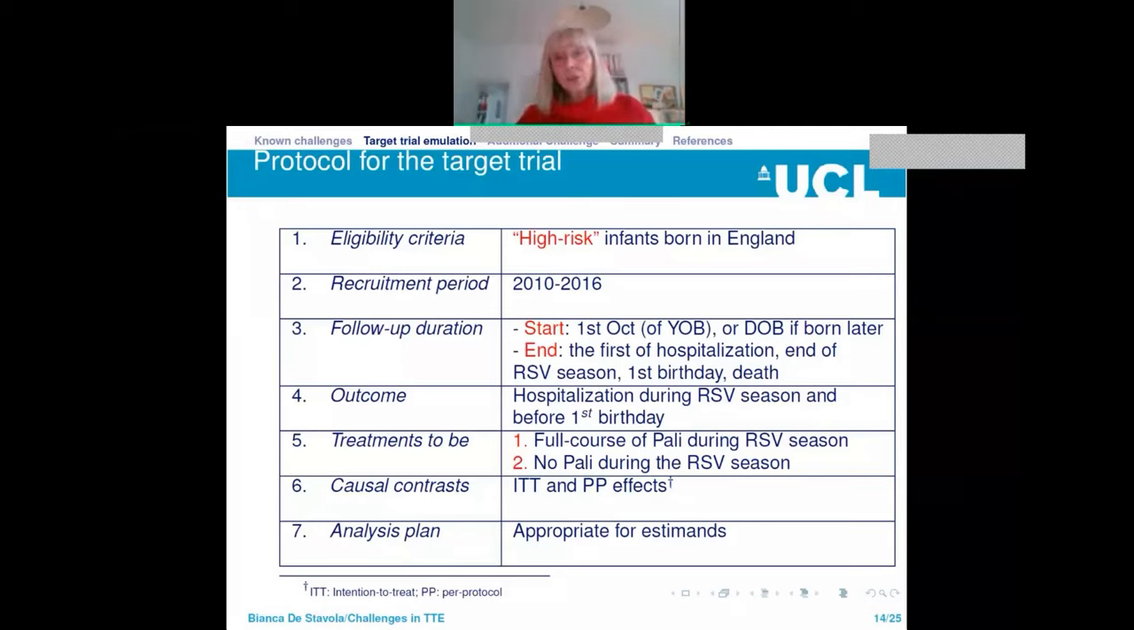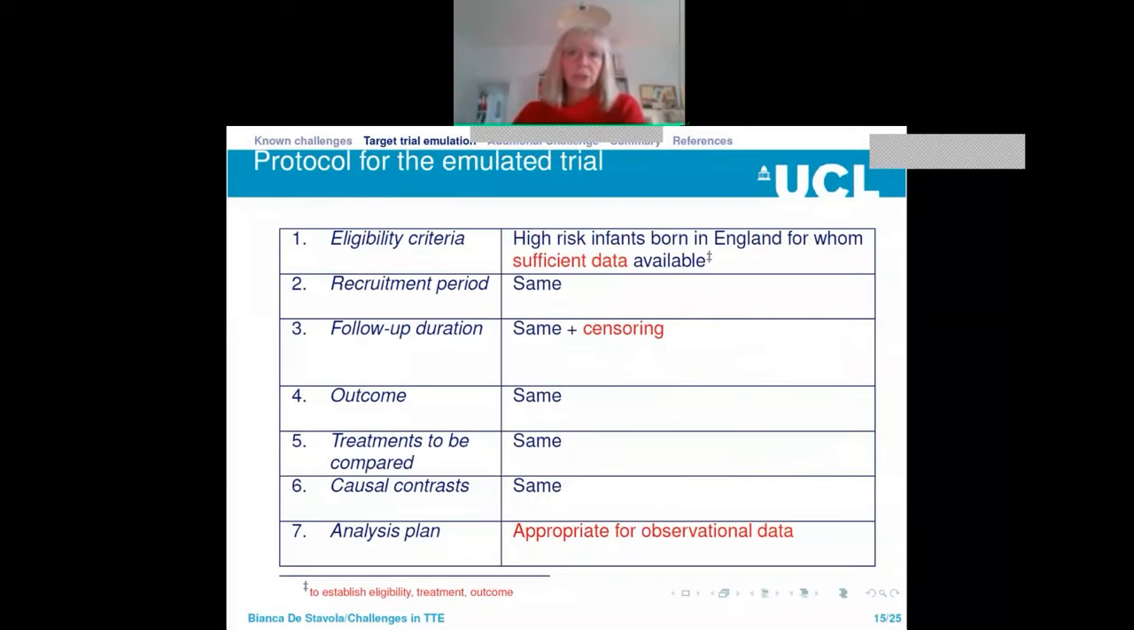And the causal contrast we were interested in was the intention to treat and the per protocol effect. Intention to treat is a standard report of a randomized clinical trial, which is simply a comparison of the outcome in terms of whether or not they're assigned to treatment. The per protocol effect is more complicated and tries to capture the actual causal effect of receiving the treatment, not just the randomization to treatment. And the analysis plan, obviously, is not described here, but you can imagine that would be appropriate for the causal contrast of interest.